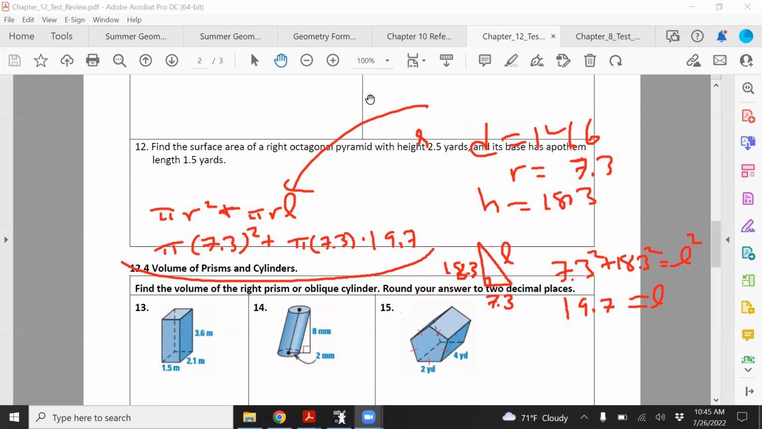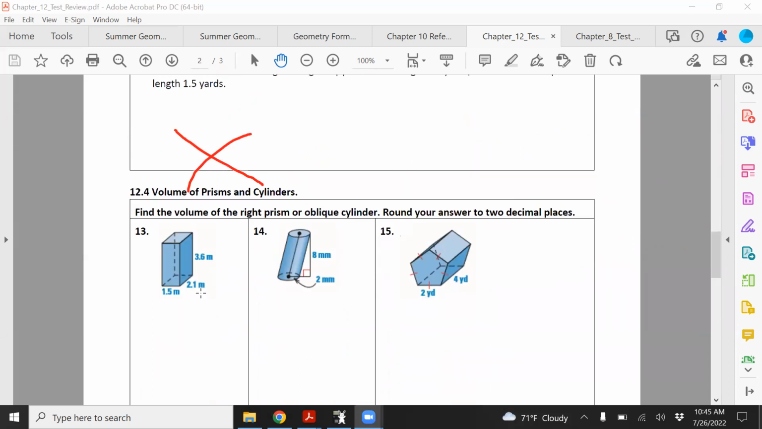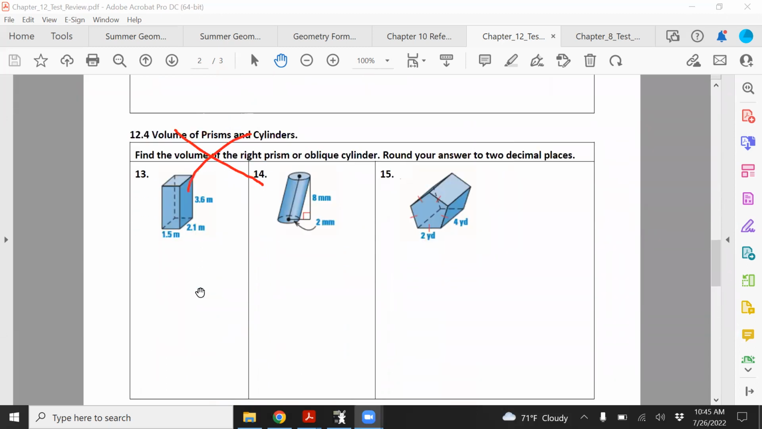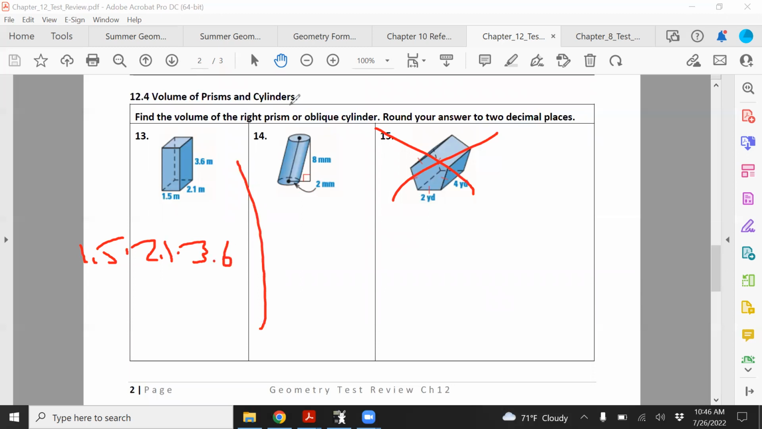Yeah, 12's a little much for an octagon, because that's gonna be hard to find the area of the octagon. So I'm not gonna ask you guys to do that. As well as 15, because you have to find the area of the pentagon first. I think that's a little much. But like these here, these are pretty easy. Just 1.5 times 2.1 times 3.6. That is a strange looking 3. This one here is going to be pi r squared h.